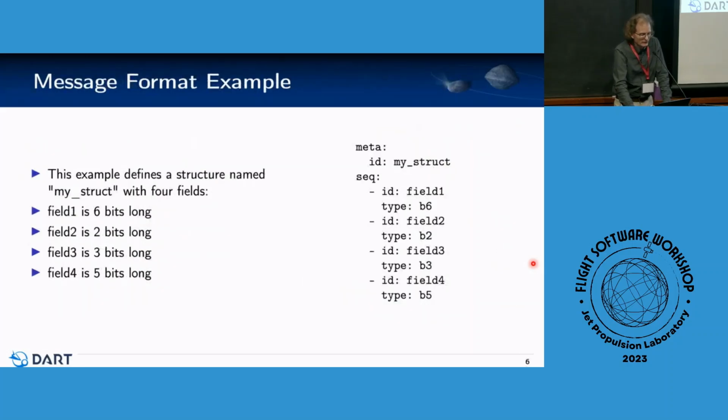So I just wanted to give you an example of a message format specification. On the right here, you can see an example of a simple C-type-based message definition. It's a structure with the name mystruct. It's got 4 fields in it, and the first field has a 6-bit width, and field 2 is 2 bits, and so on. You can see that here in the example, and we'll use this example running through a few of the upcoming slides.